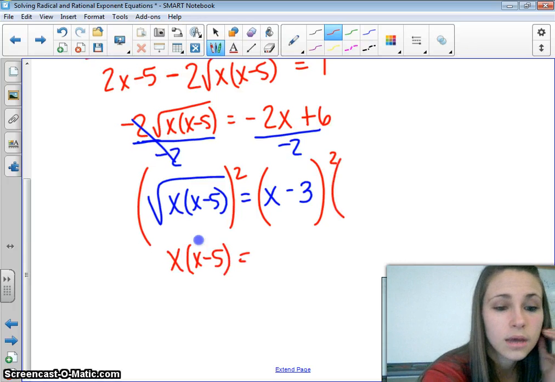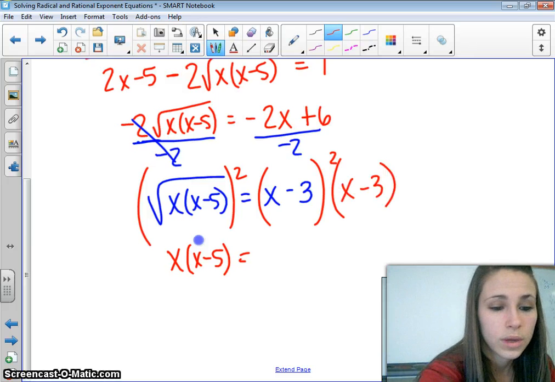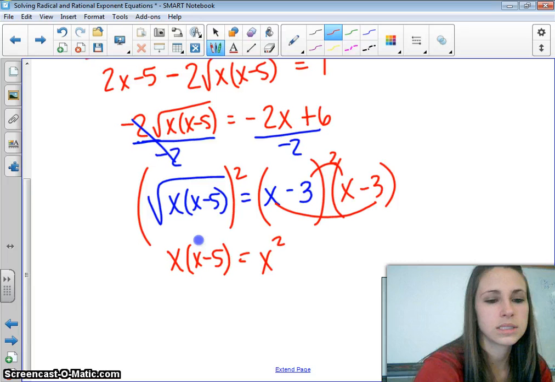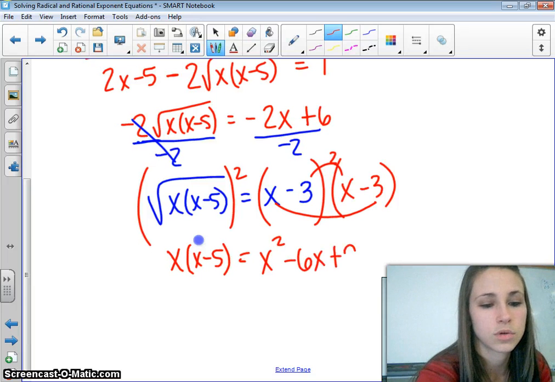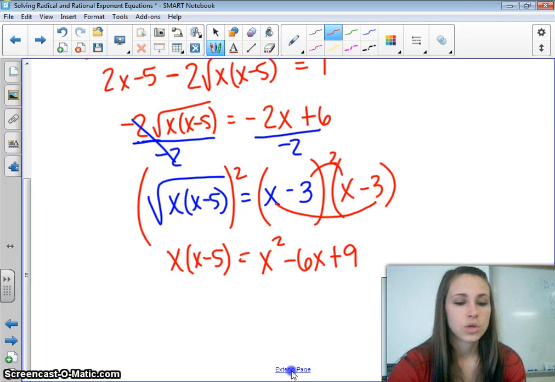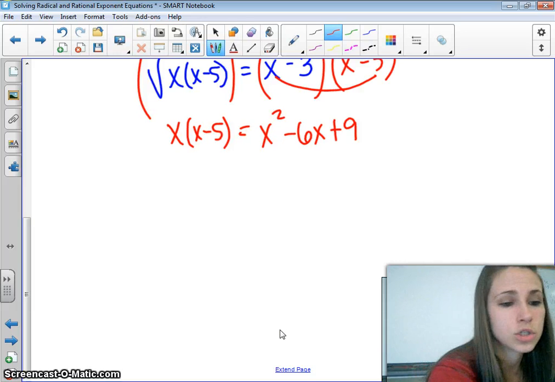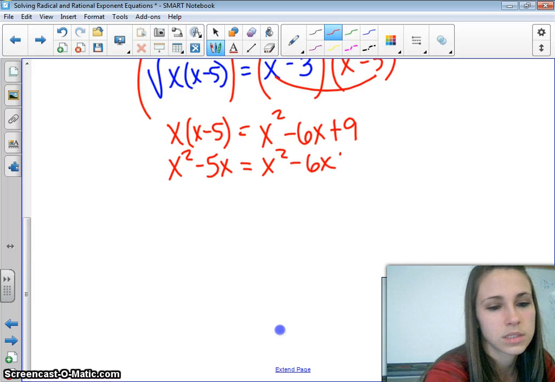And then this, again, I'm going to write it out twice because I have to FOIL. So when I write it out twice and FOIL, that's going to give me x squared. The outsides give me minus 3x. The insides give me minus 3x, which is minus 6x. And then -3 times -3 is positive 9. And so then I just have an equation to solve like we've been solving. So I'm going to distribute here. This is x squared minus 5x equals x squared minus 6x plus 9.